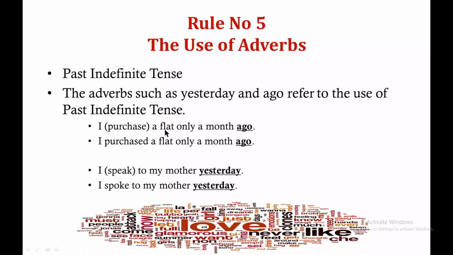For example, I purchased a flat only a month ago. In the options, there will always be the first form of the verb. You have to mold it according to the tense. So it will become, I purchased a flat only a month ago. In past indefinite tense, in simple sentences, you have to use the second form of the verb with the subject. So it will become, I purchased a flat only a month ago.